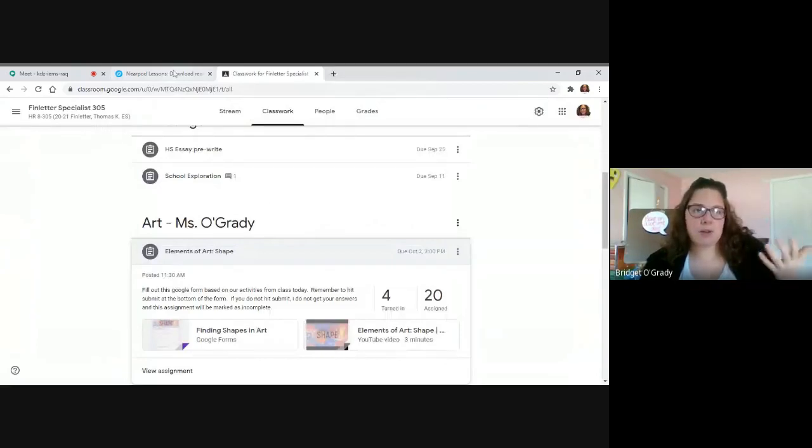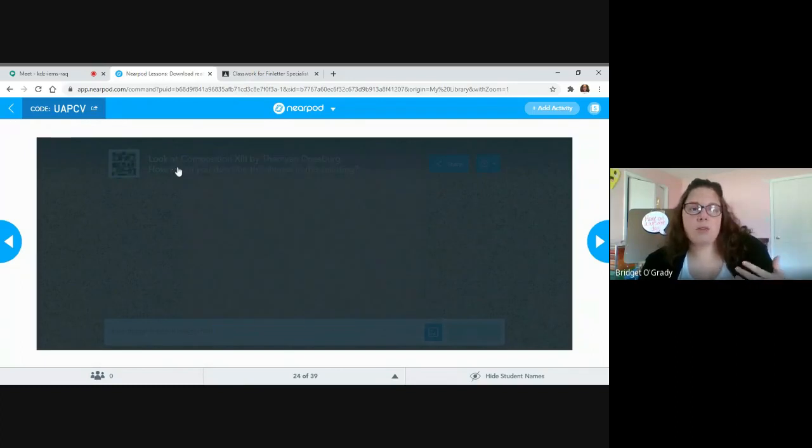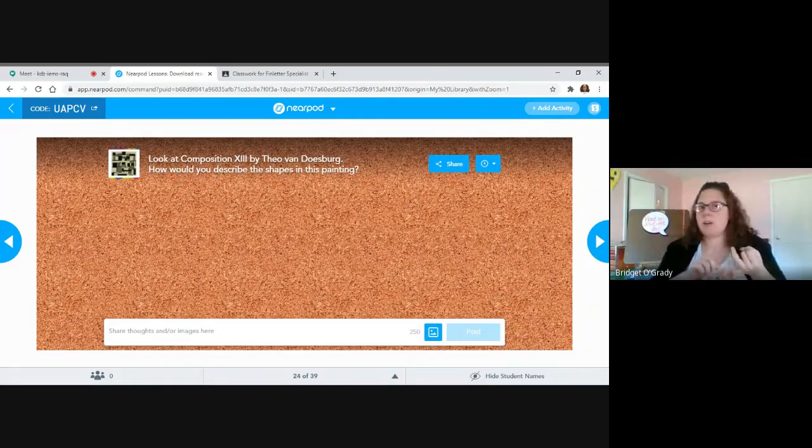Basically what you're going to be doing, and this is what the other class did with their exit ticket, is looking closely at this painting, or any painting really, and describing the shapes in it. Are they geometric? Are they organic? What do you notice more? What plays a bigger role in the painting?